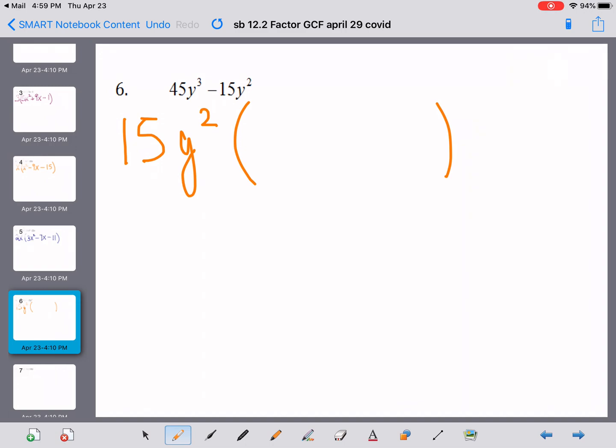So now we've got 45y cubed. 45 divided by 15 is 3. Y cubed divided by y squared: we had 3 y's, we took out 2, we've got 1. 15 divided by 15 is 1. Y squared divided by y squared is 1. We had 2 y's, we took them out. We must write down the 1. But there's our factored version.